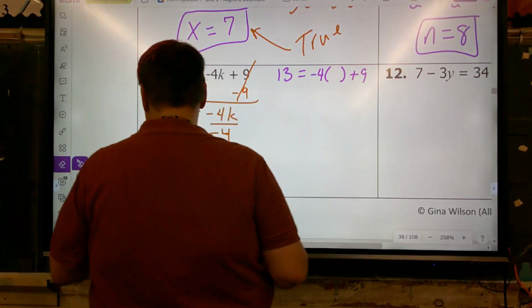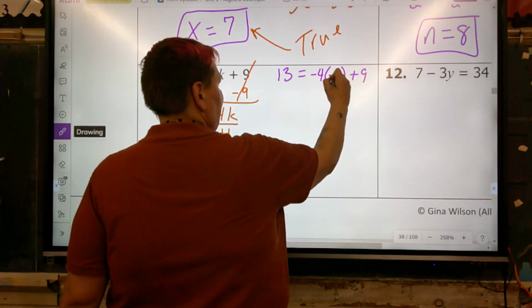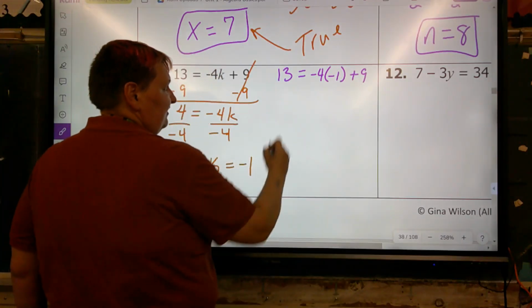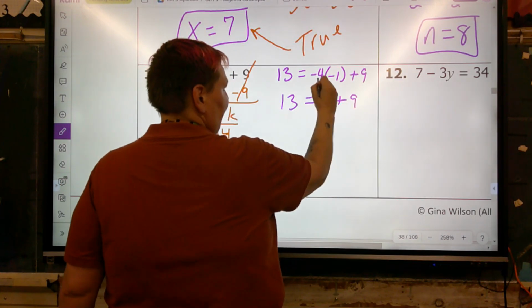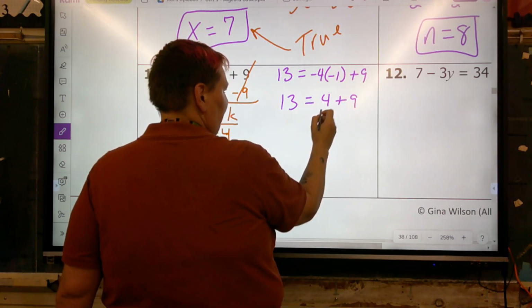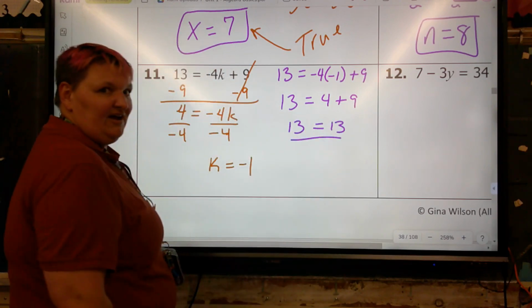Instead of putting in negative 6, we're going to put in negative 1. 13 should equal 4 plus 9, because negative 4 times negative 1 is positive 4. 13 should equal 13. This is how you know you have the right answer.